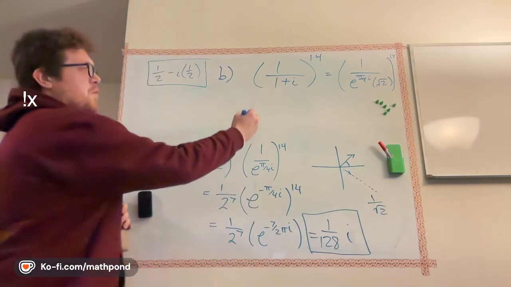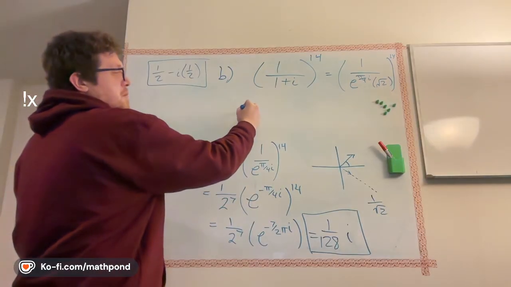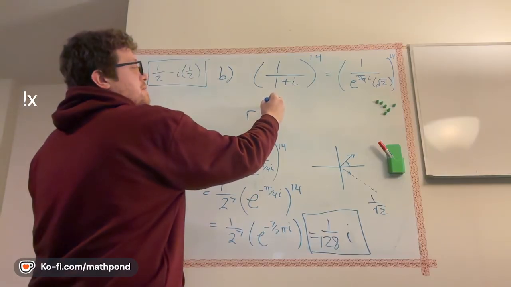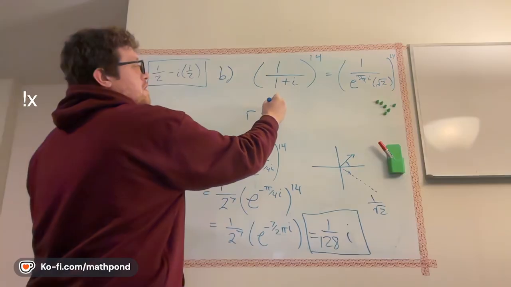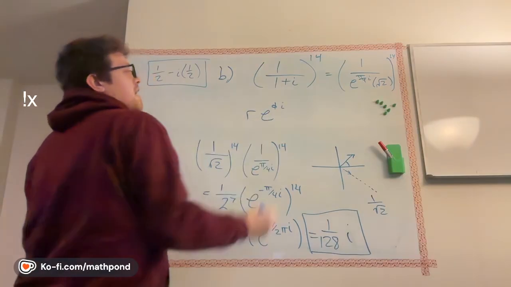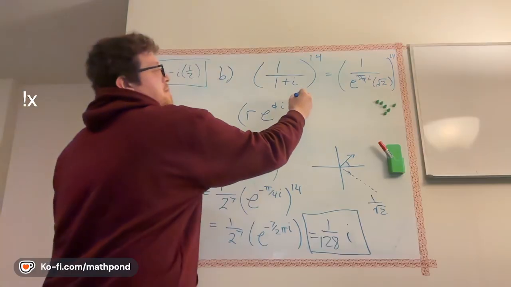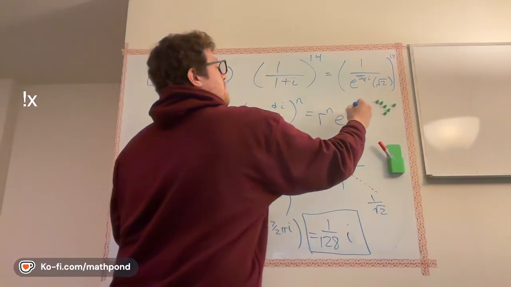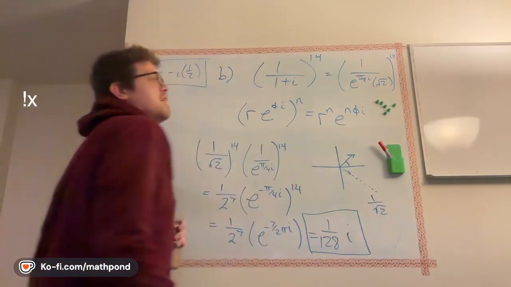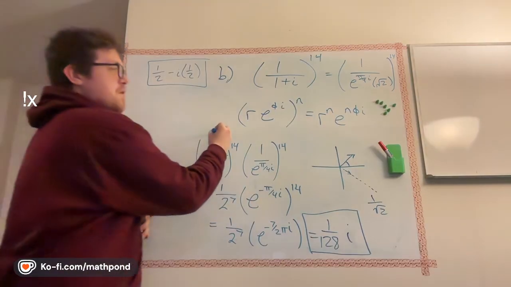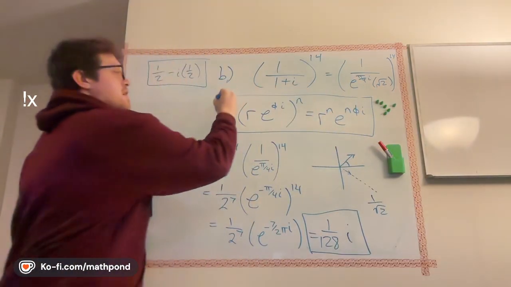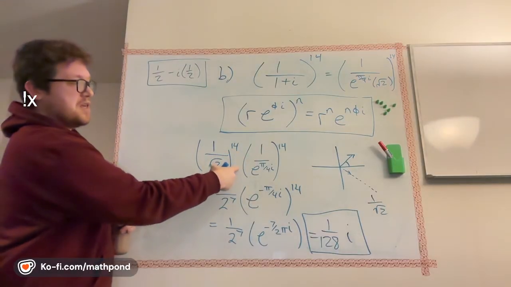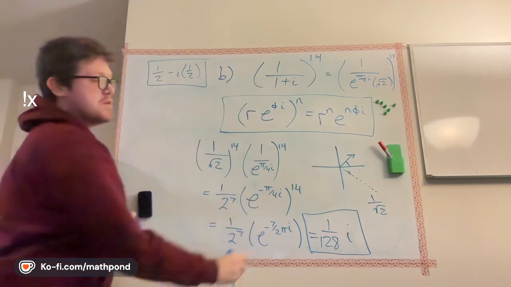Maybe I'm misremembering the exact form of the rule, but I thought the rule was just that if I have a complex number like r e to some angle phi times i, and I take this to some n power, this is just r to the n e to the n phi i, right? I believe this is the rule, and that's essentially what we're doing here. We're taking the radius to the 14th power, and then we're adding the angle 14 times.